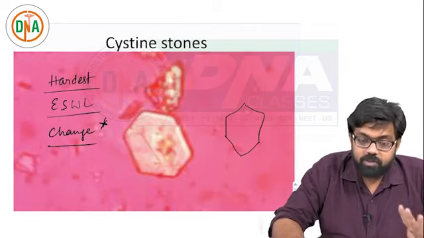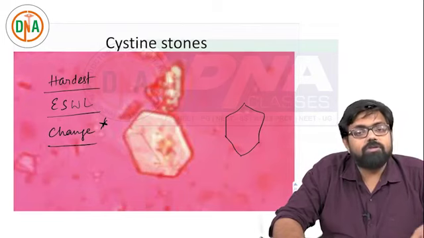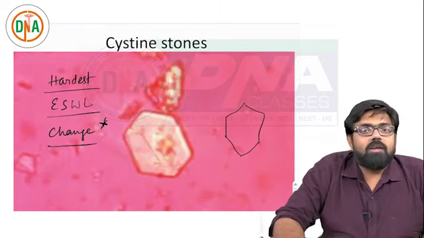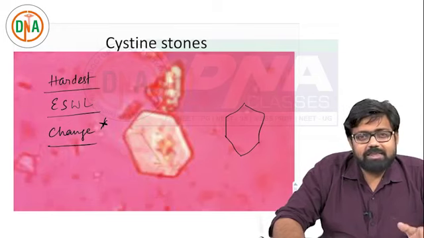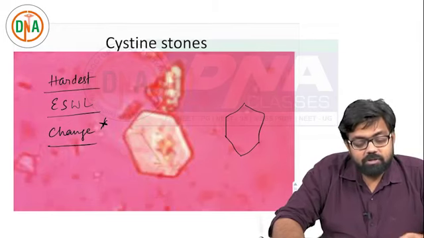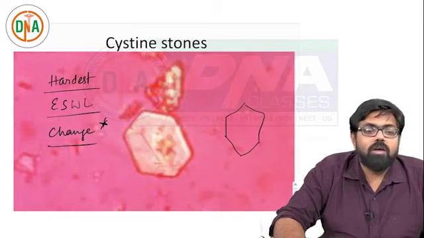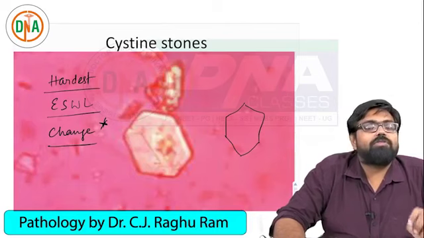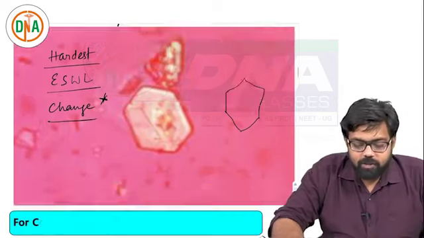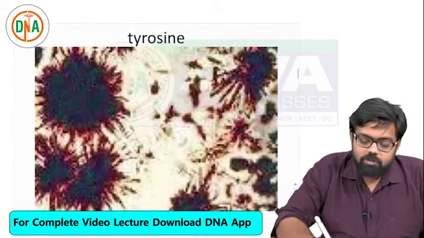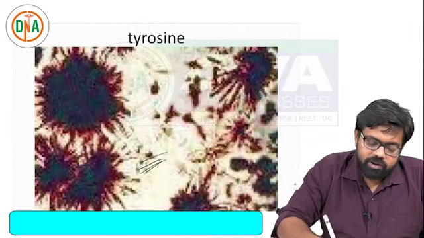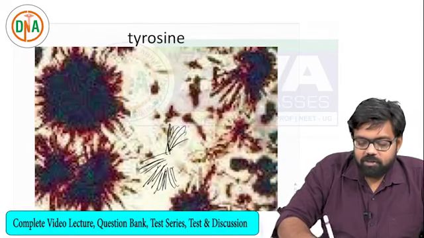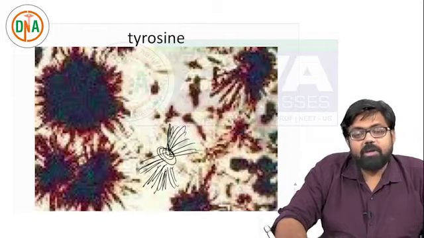So please remember three important things about the cystine stone. This is the hardest stone. The reason why you cannot do extracorporeal shockwave lithotripsy. And this stone on exposure to air mostly changes its color. The most easily fragmented stone is the uric acid stone. Uric acid stone is not that hard. It is one of the stones which is very easy to fragment on ESWL. And next, tyrosine shows almost radiating lines or a fiber-like appearance. This is the tyrosine crystal, seen in disorders of tyrosine amino acid metabolism.